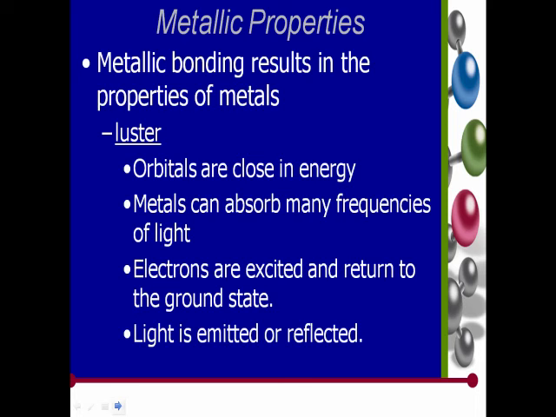We know that they can absorb frequencies of light. We know that whenever that happens, it moves the electrons to an excited state, and that state is unstable, so they drop back down to the ground state. And that light that's given off when that happens, or reflected when that happens, is why it appears shiny.